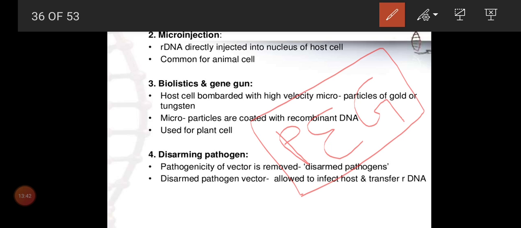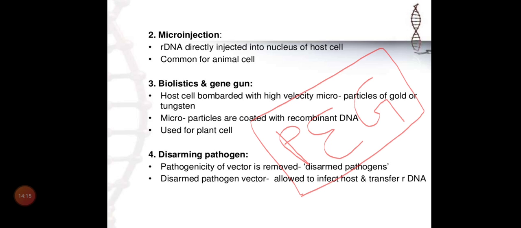Is that clear, children? For vectors, we learned how divalent cations can be used. In the vectorless category, there is the chemical method, polyethylene glycol, the gene gun for plants, microinjection for animals, and electroporation for any plants or animals. We use electric current to make temporary pores, and automatically the gene of interest enters the host cell. Thank you, children. Next one.